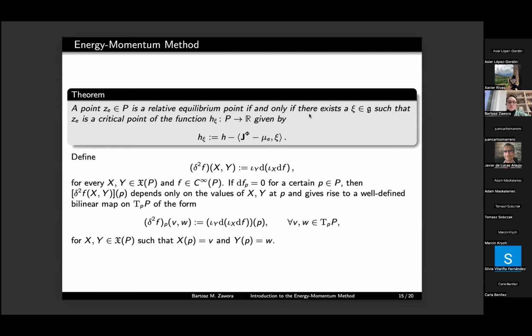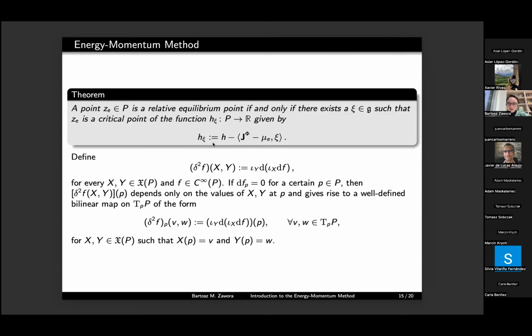We just need to compute the momentum map, and to do that we need the symmetries. Finding symmetries may be tricky sometimes, but if you have a symmetry, you compute the momentum map, and basically this is all you need for finding relative equilibrium points in this classical symplectic setting. So this theorem characterizes relative equilibrium points. We know how to look for them, and it's very easy, right? We are just looking for critical points of this function, H_ξ.